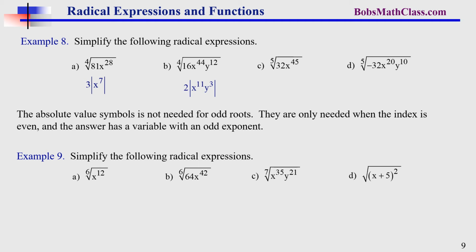For parts C and D, we will not need absolute values because our index is not even. Fifth root of 32, that would be 2. And then 5 divided into 45 would be 9. Fifth root of negative 32, that would be negative 2. Negative 2 raised to the 5th power would be negative 32. And then divide 5 into 20 and 5 into 10. So our answer is negative 2 x to the 4th, y to the 2nd.